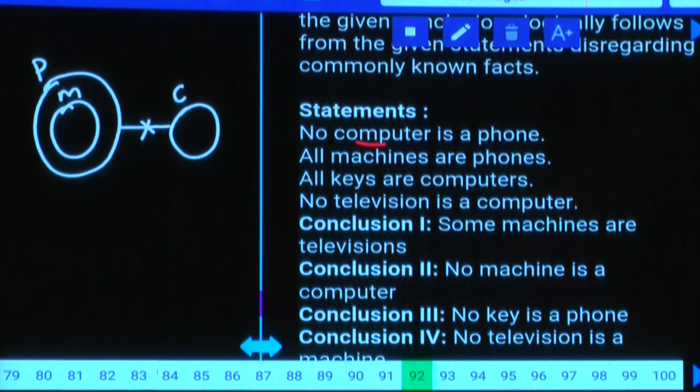And next one, all machines are phones. All keys are computers. All the keys are what? All keys are computers. And no television is a computer. No television is a computer means no intersection between television and a computer. Television. Done with this? And this is the information we have.